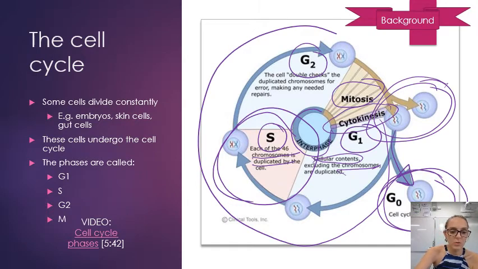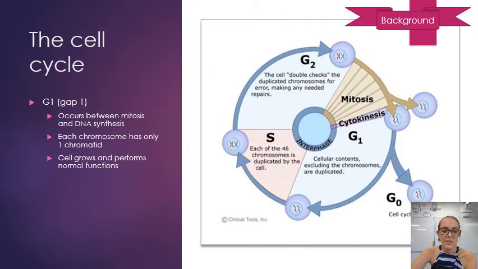Now, in your PowerPoints, there's this link to the phases of the cell cycle that you can go through if you like, but again, remember, it's background information. Now, these slides are just going over again what's happening in those phases.